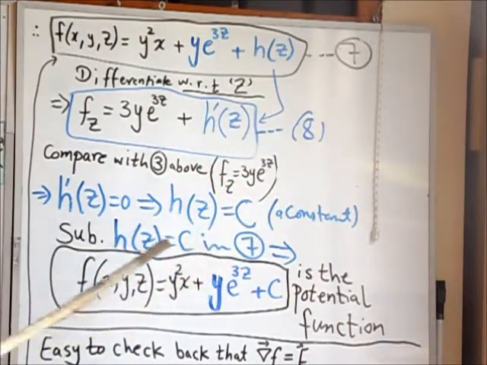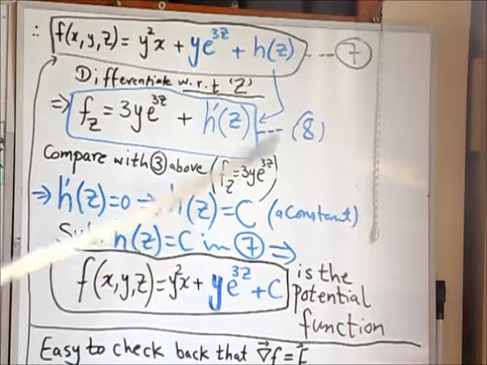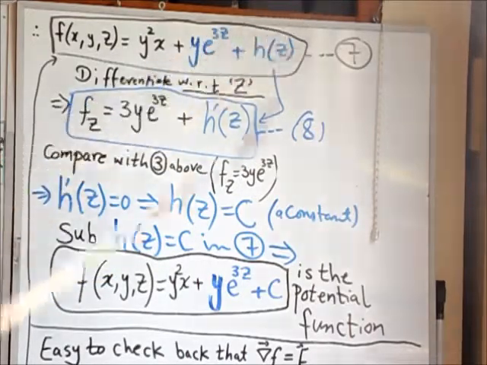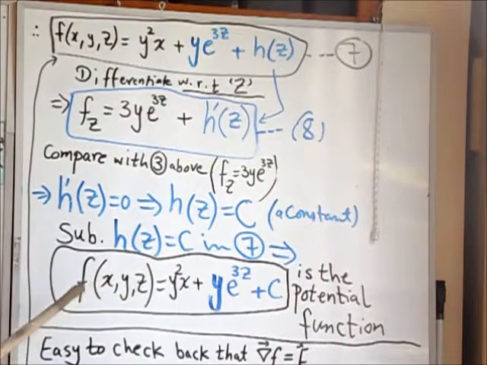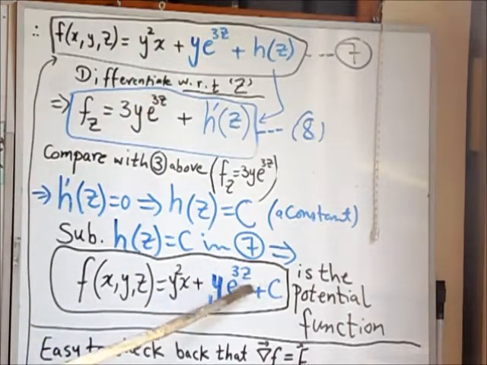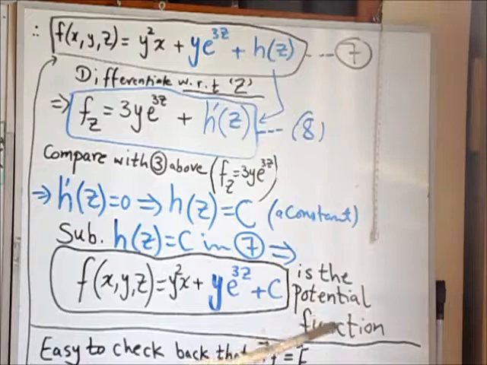Put it back again in equation 7 here. If this is constant, we put c. We write it back again. So f of x, y, z equals y squared x plus y e^(3z) plus c. So this is what we are after. This is the potential function that we are after.